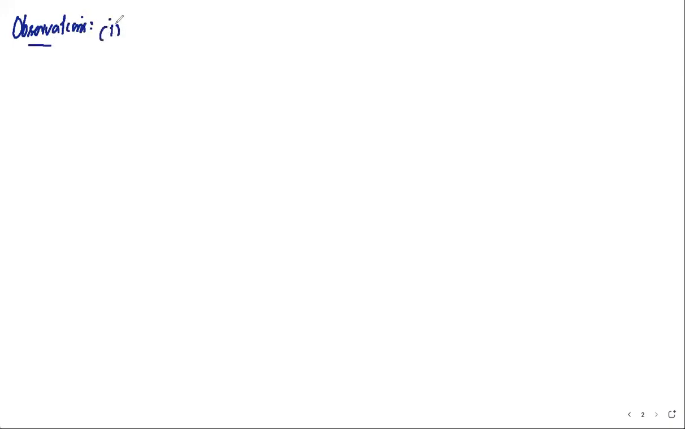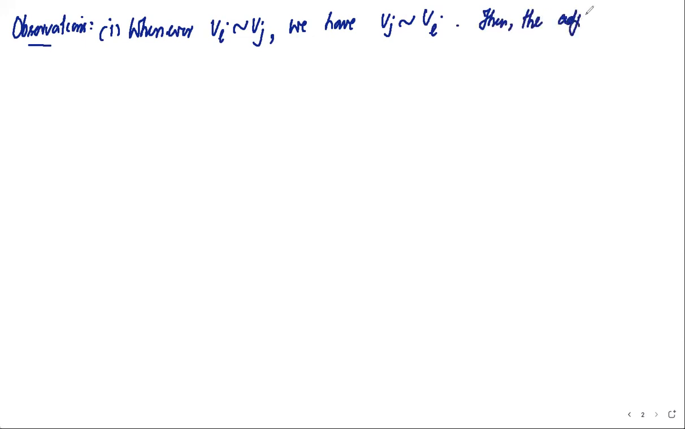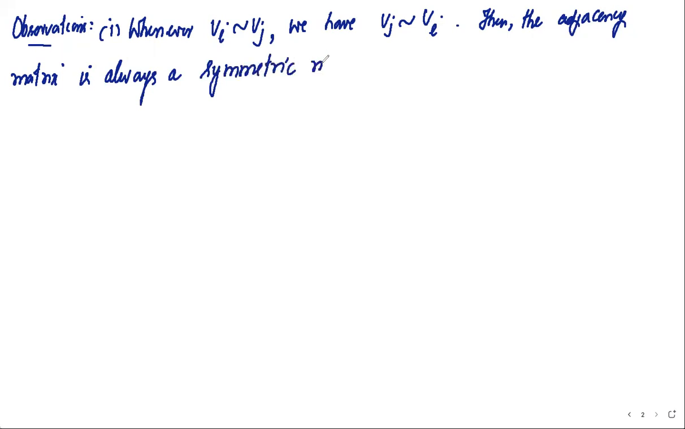Observations. The first observation is whenever Vi is adjacent with Vj, we have Vj adjacent with Vi. So thus, the adjacency matrix is always a symmetric matrix.